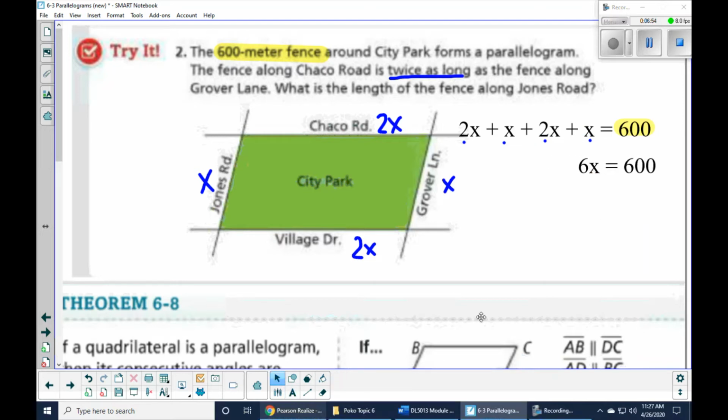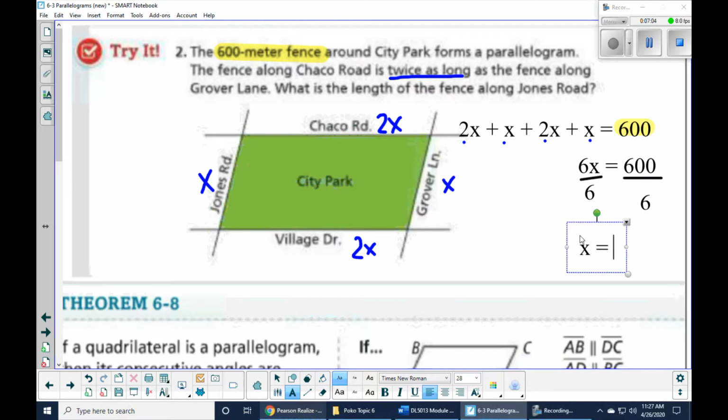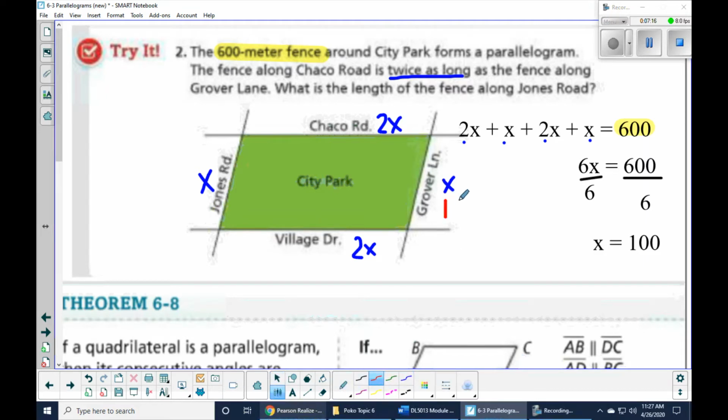And if we divide both sides here by 6, we end up with X equals 100. So that means then if we have X equals 100, then let's use red here. Then this is 100, this is 100, and then these sides here, 2 times X, that's 2 times 100, which is 200, and 200.